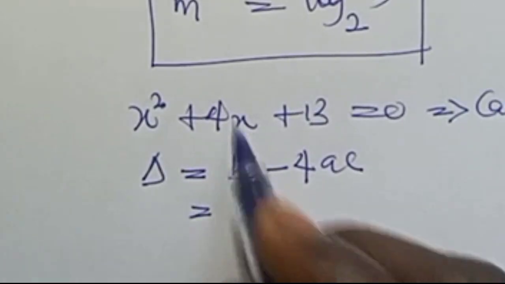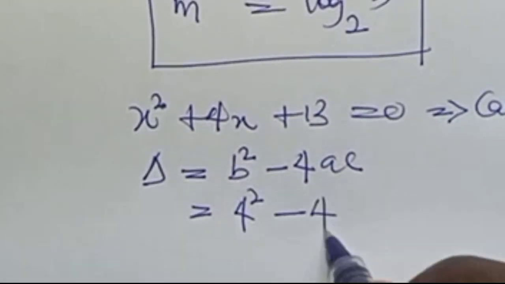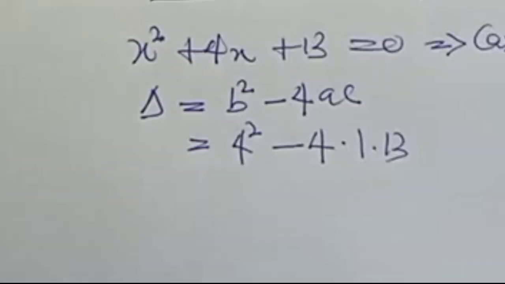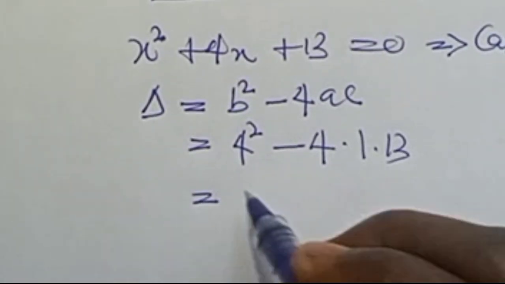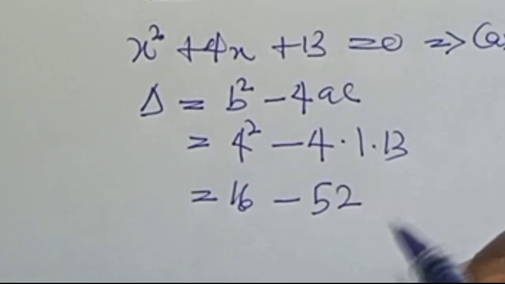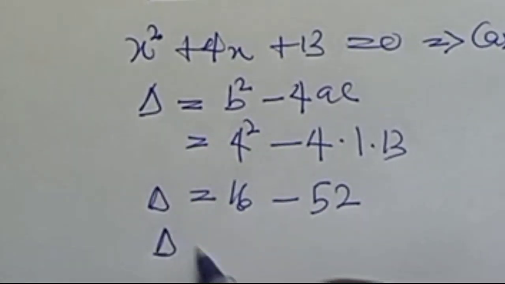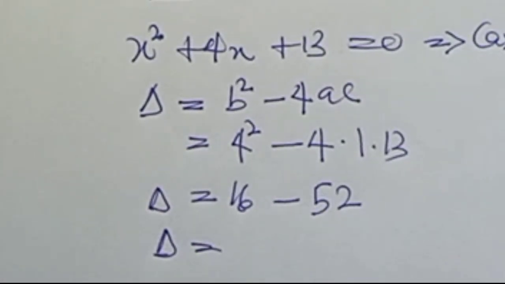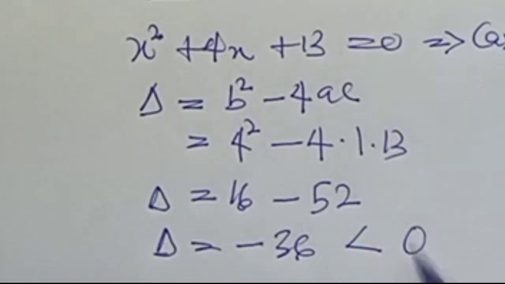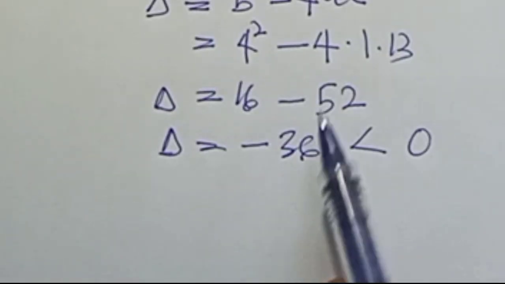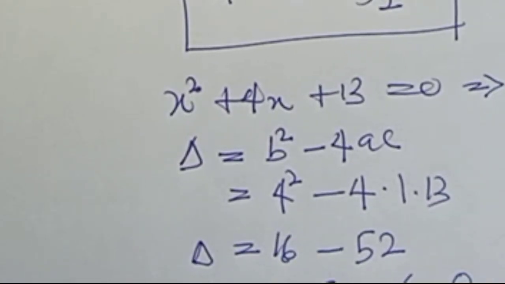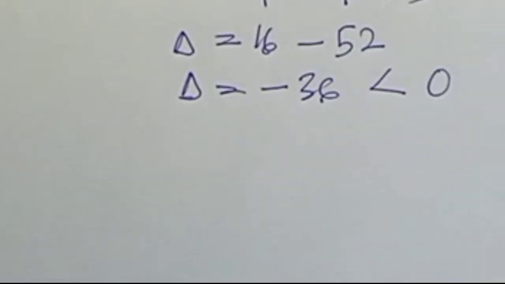Here, b is 4, so 4 to the power of 2 minus 4 times a, which is 1, times c, which is 13. If we solve this, 4 to the power of 2 gives us 16, minus 4 times 1 times 13, which is 52. Delta therefore is equal to 16 minus 52, which is minus 36. And this is far less than 0, which means that if we solve this quadratic equation, the values we will have will be complex numbers, that is, they cannot be found on the number line. So whatever value we have from here will be rejected.